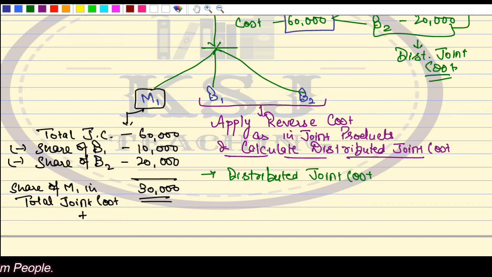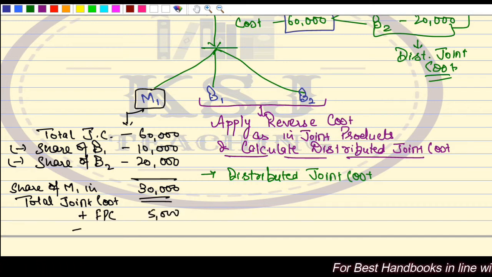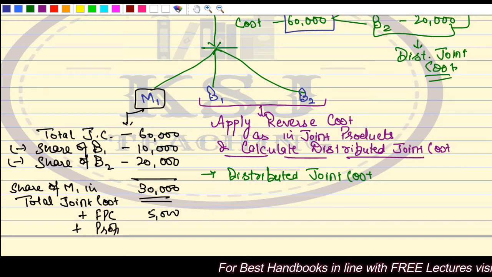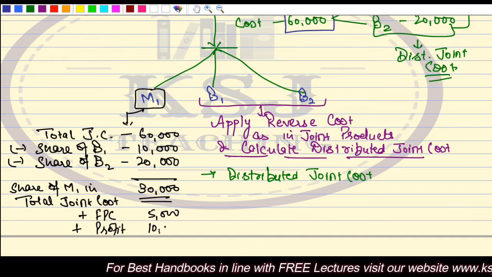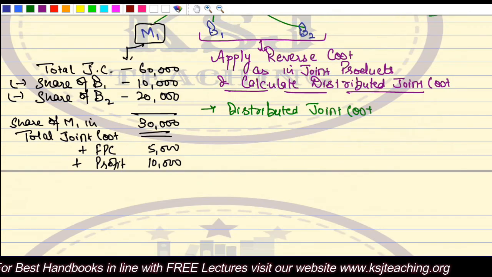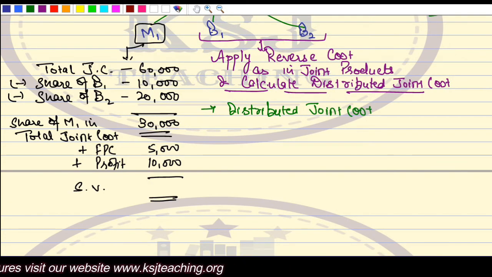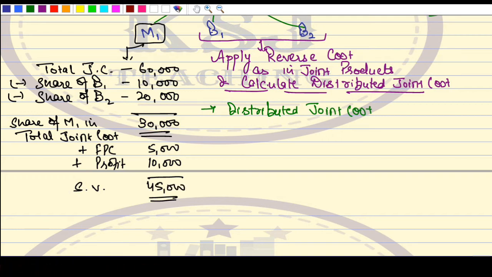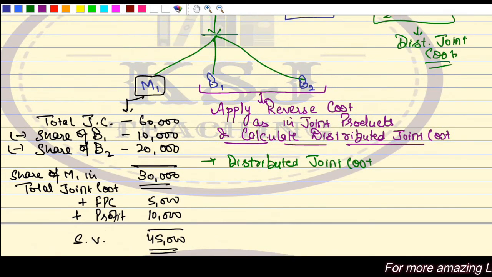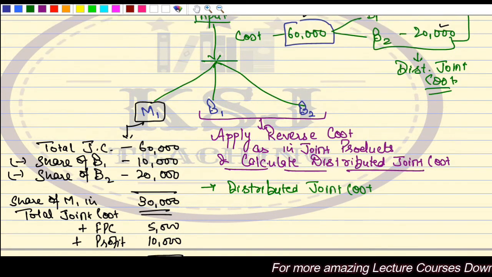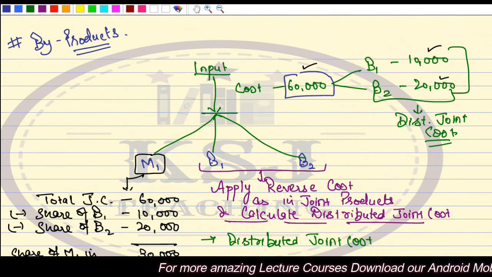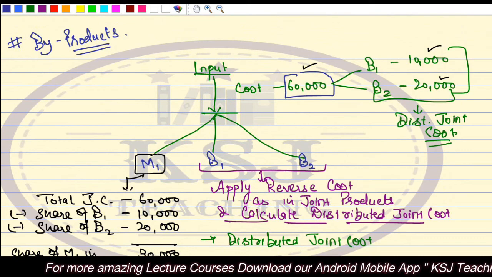So this is the total cost of M1. I can add the further processing cost here, say 5,000 rupees. Then I'll add profit here. If I want to identify the selling price, say 10,000 rupees, I want to identify the selling price of this main product. So the sales value will be 45,000. Clear? So this is how the reverse cost method is to be applied in case of byproducts.